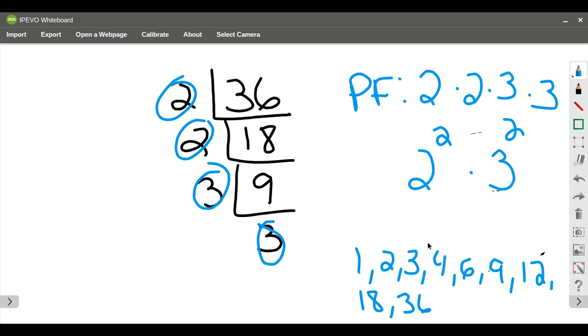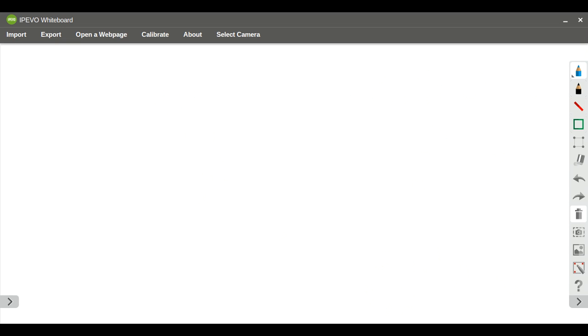So I can use the prime factorization to find all of my factors of a given number, and I can do this generally faster than listing out factor pairs and seeing if I have all of them. A few more just so you guys have some examples.